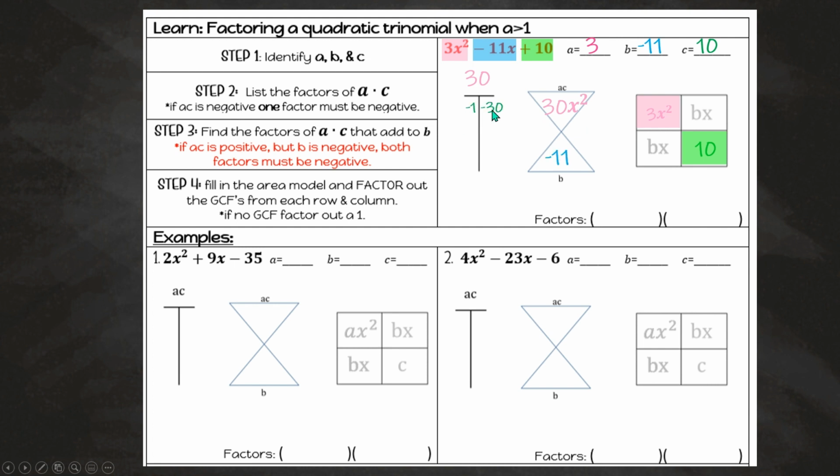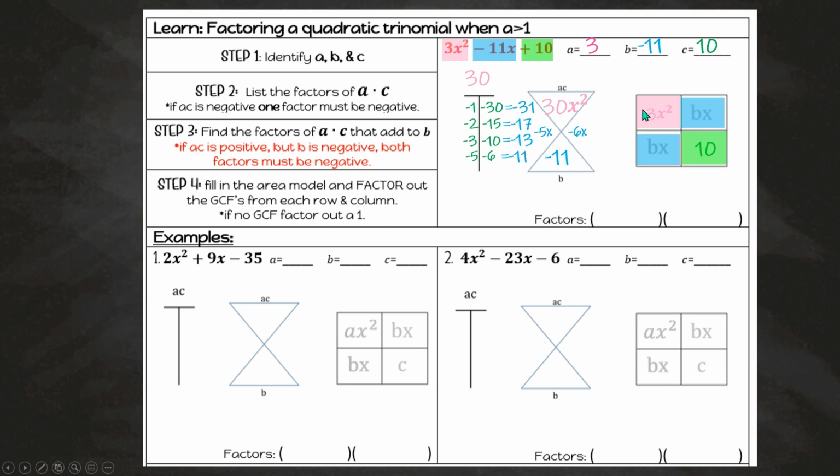So we have negative 1 and negative 30, because here I forgot to mention that our c term is constant. Okay. Our a times our c term is positive. And so if that's positive and our b term is negative, both factors must be negative. So negative 1 times negative 30, negative 2 times negative 15, negative 3 times negative 10, negative 5 times negative 6. Those are all the factors of 30. So the numbers that will multiply together to give you positive 30, and add together to give you negative 11 are negative 5 and negative 6.